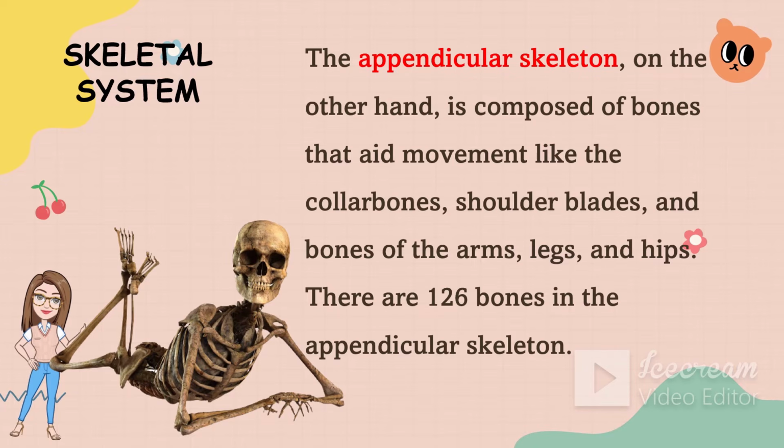The appendicular skeleton, on the other hand, is composed of bones that aid movement like the collarbones, shoulder blades, and bones of the arms, legs, and hips. There are 126 bones in the appendicular skeleton.